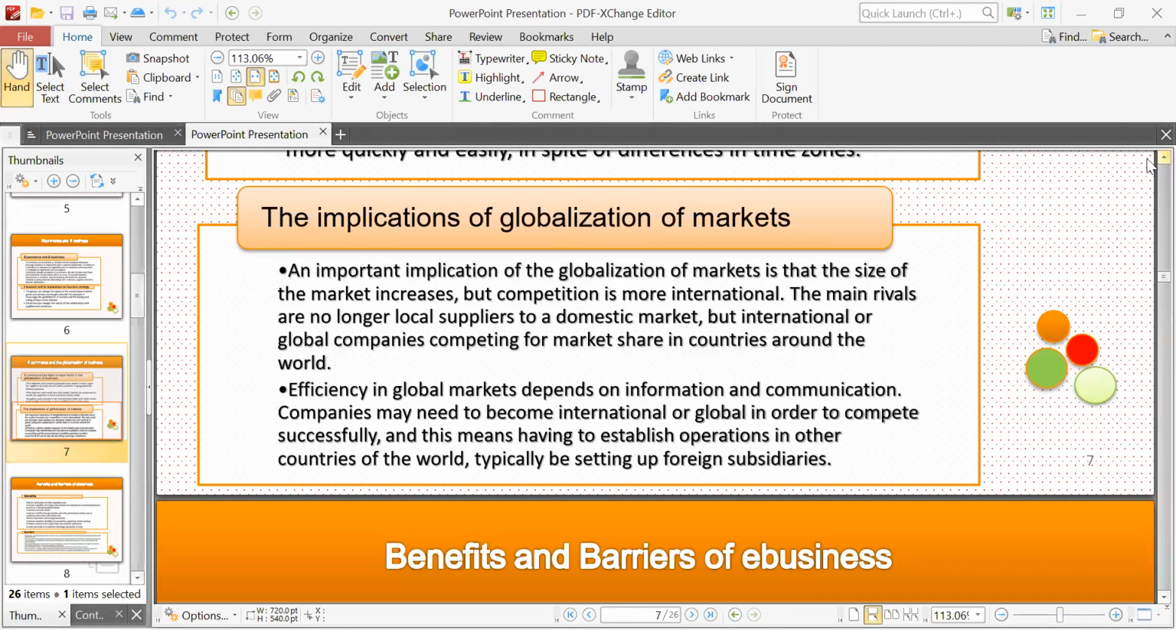So yes, that's certainly a benefit. Any other benefits?